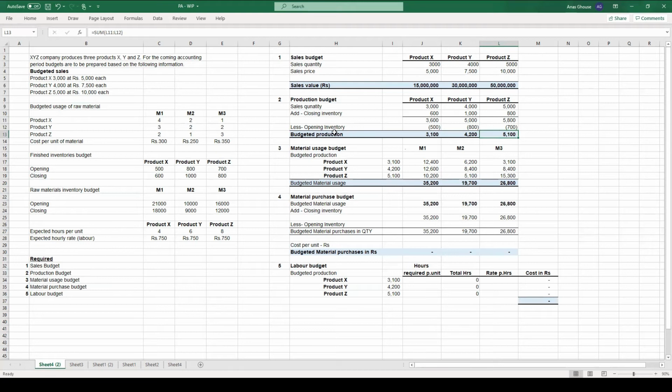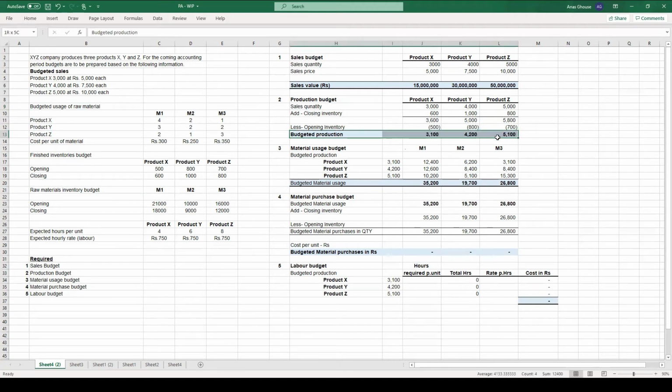Okay, so once you deduct the opening inventory, you can identify the budgeted production. Even though the sales requirement is 3000, you need to produce 3100. Likewise, product Y, you need to produce 4200, and product Z, you need to produce 5100.